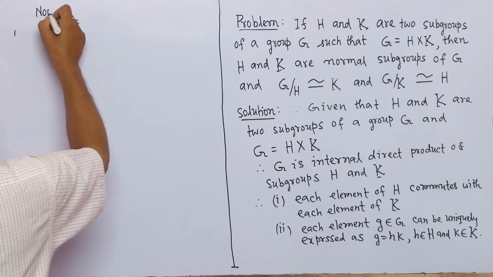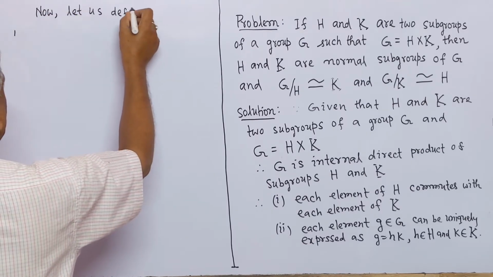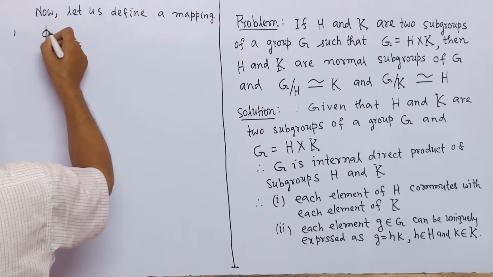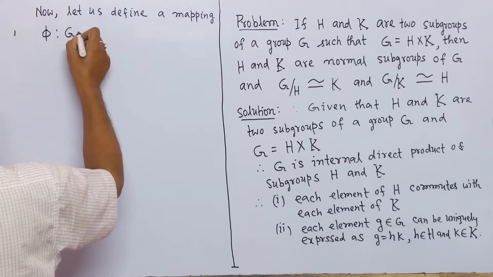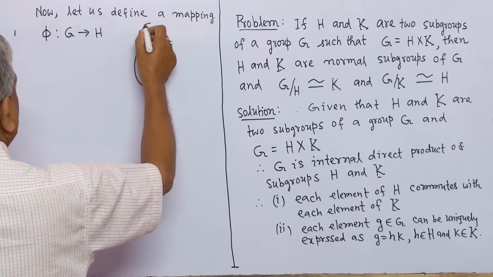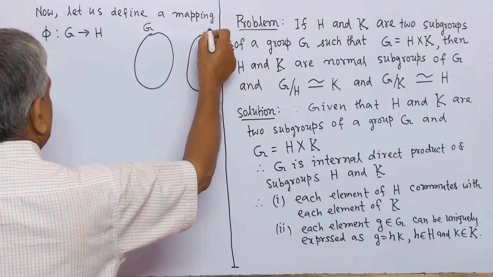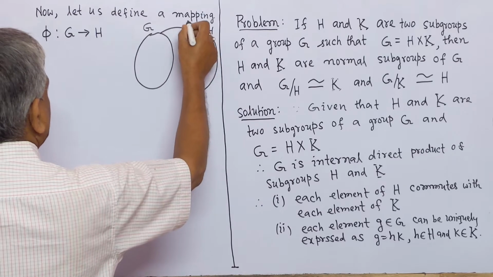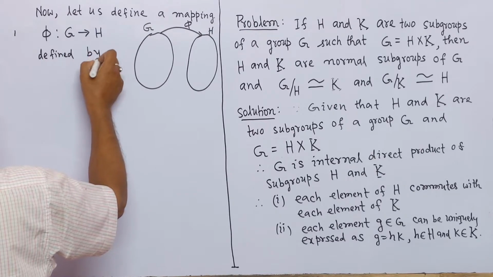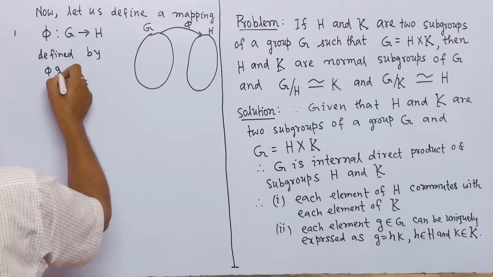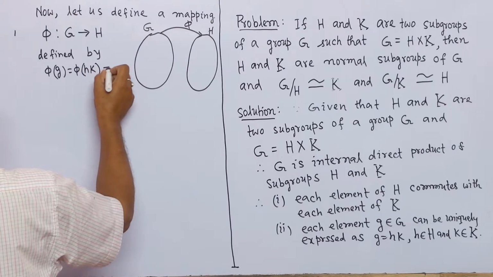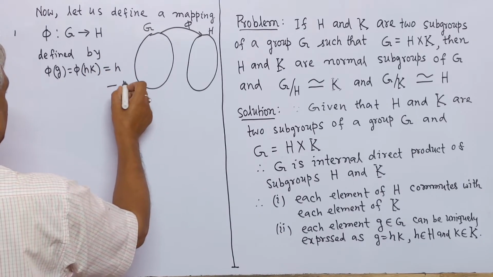Now, let us define a mapping phi defined from group G into subgroup H. Here is group G and here is subgroup H, and phi is the mapping defined by phi(g) equals phi(hk), which equals h. Let this be number 1.